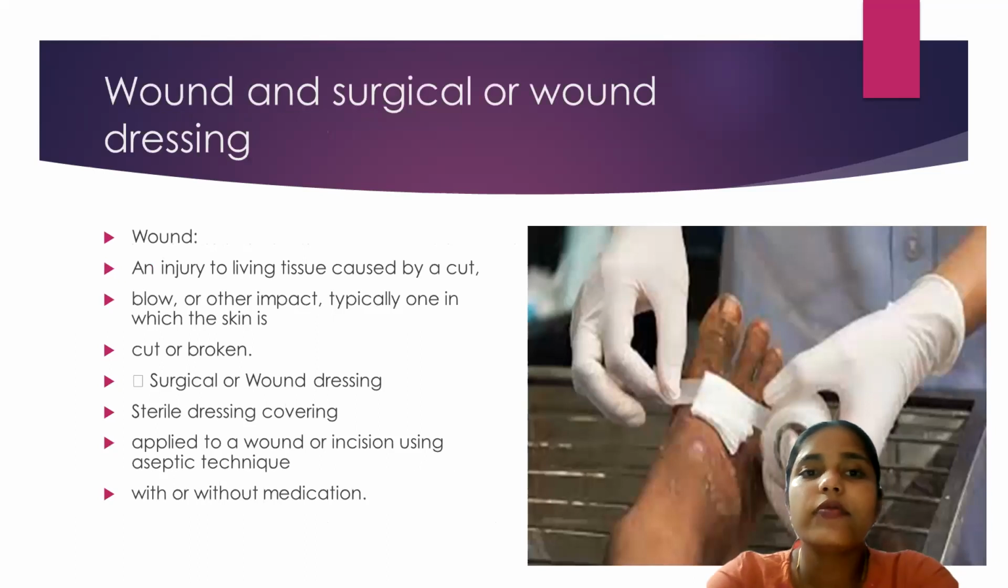You can see what a wound and surgical or wound dressing is. What is a wound? Last class I discussed what a wound is. A wound is a discontinuity of the skin due to any injury. Otherwise, we can say any injury to living tissue caused by a cut, blow or other impact, typically one in which the skin is cut or broken.